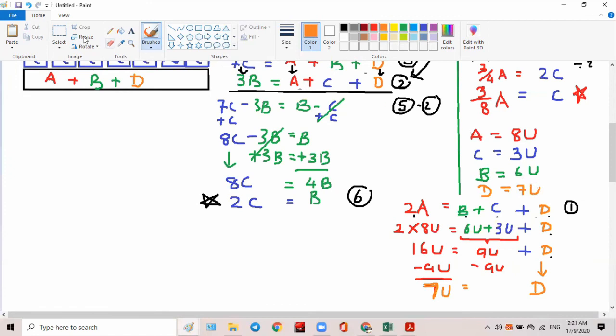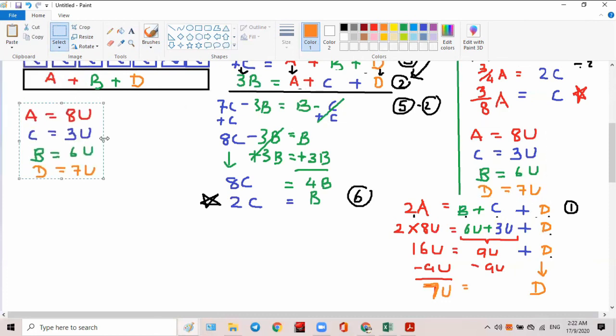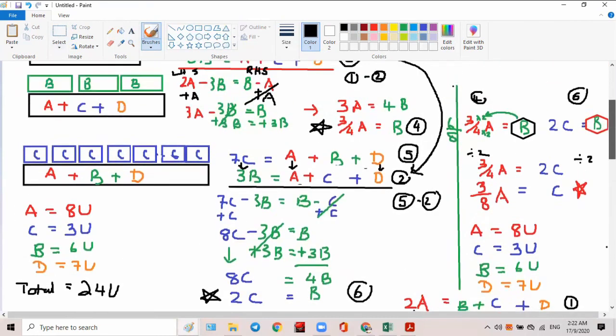Let me copy all these letters over here so that we can continue with clear space. Here, we found all the units. So what is the total? The total units, adding all this, will be 7 plus 3 plus 8 plus 6, which is 24 units. So now we can answer the question already.